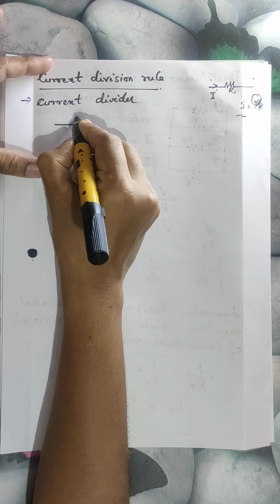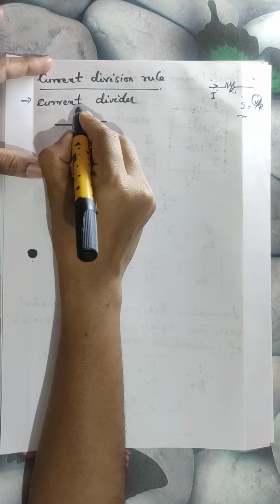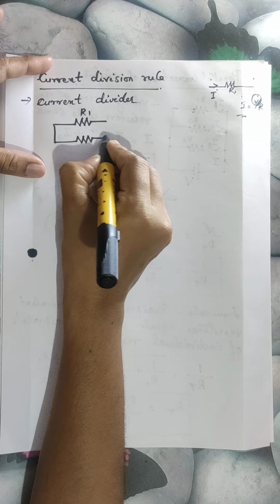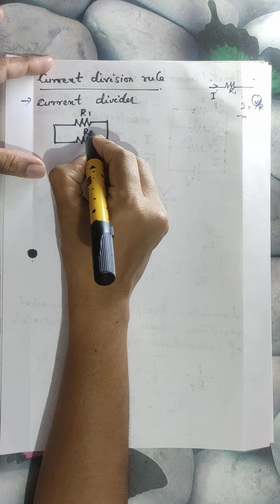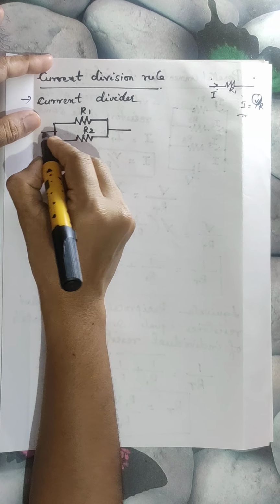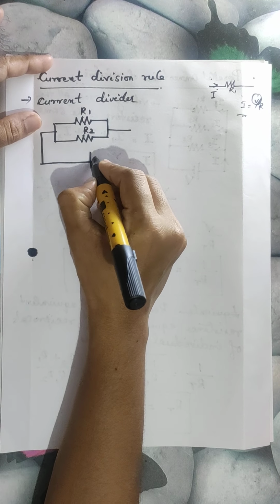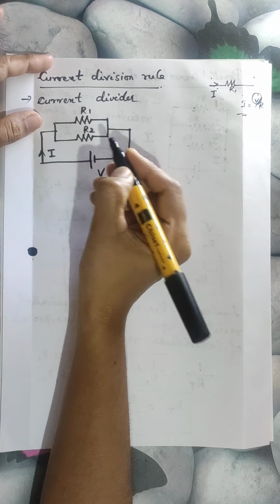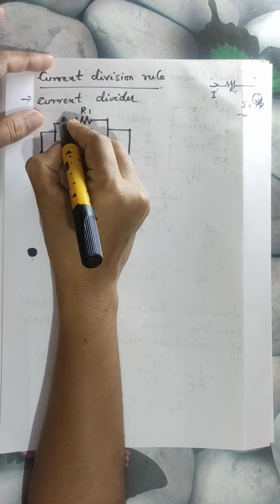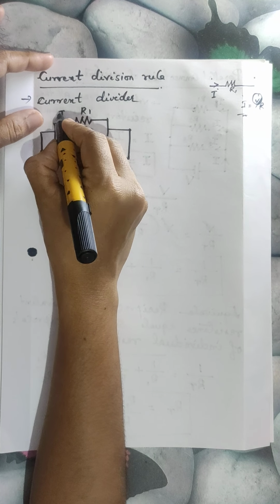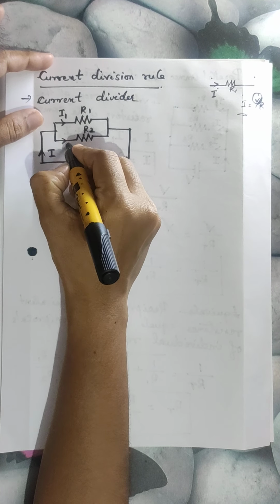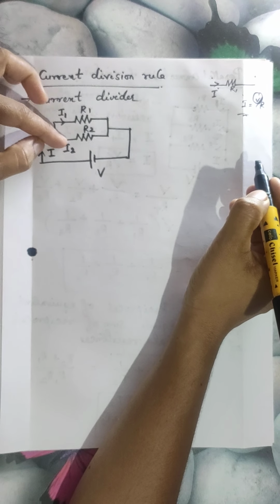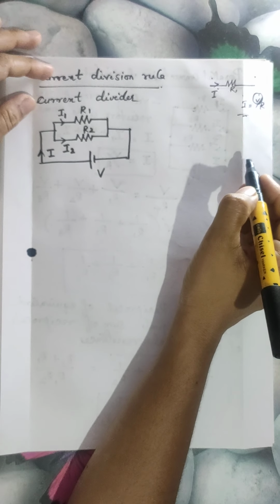Now consider two resistors R1 and R2 connected in parallel. And this parallel combination is connected across a voltage source V. And I is the total current flowing through the circuit. This current I divides into two, and a current I1 flows through R1, a current I2 flows through R2. So we have to calculate I1 and I2 using current division rule.